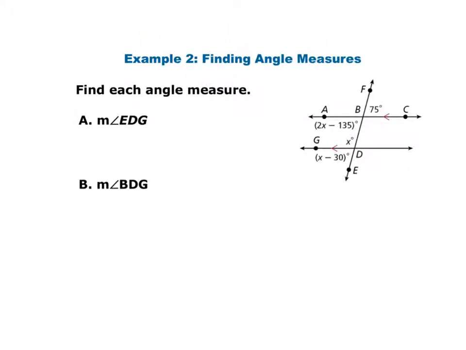Find each angle measure. So find the measure of angle EDG. So we have angle EDG. How would we find this angle? It wouldn't be equal to 180. It's equal to 75. Why is it equal to 75? Alternate exterior angles are congruent. So what's the measure of angle EDG? 75.